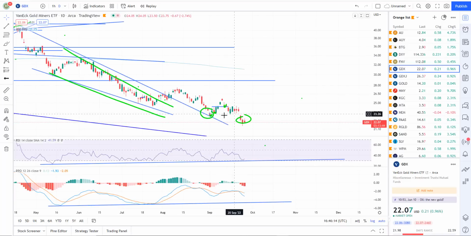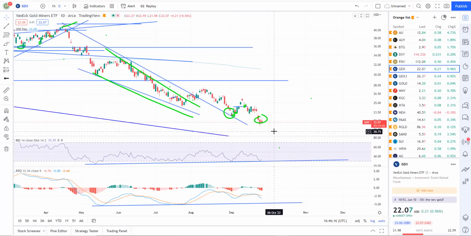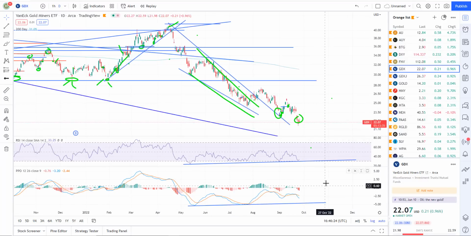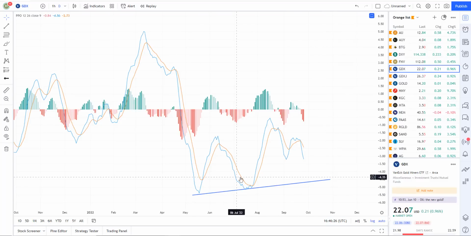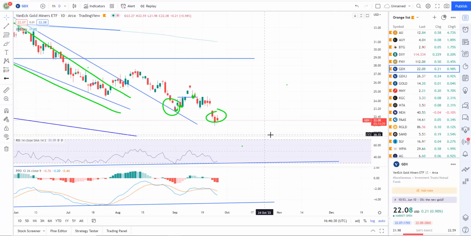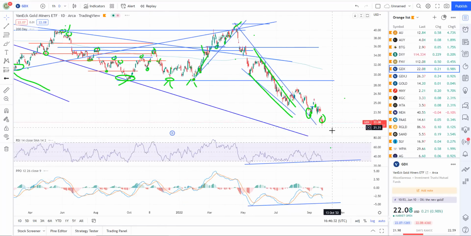Okay, so the miners, just cover them again. No real change from yesterday. Big takeaways on the miners. You look at the daily, the gold miners, bullish divergence. It's still there, so it hasn't been taken out on the RSI. And then the PPO, there it is as well. So we're continuing to drift lower, but with bullish divergence.